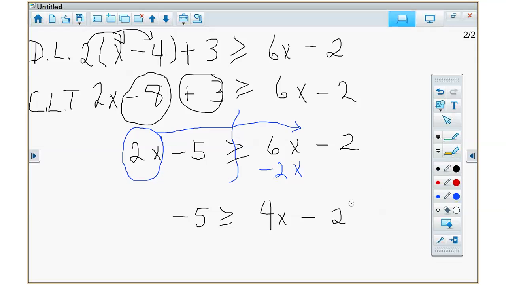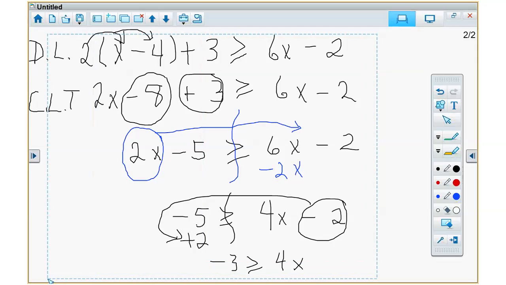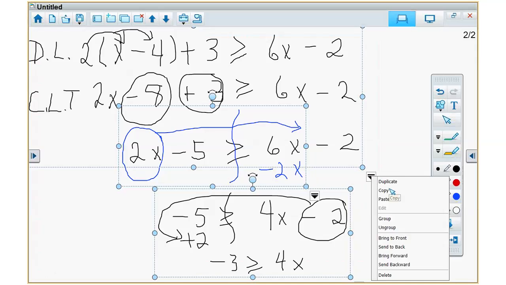How do you get rid of a -2? Well, you either add 2 or you take it across the river. I'm going to take it across the river and it becomes a what? +2. So now we got -3 is greater than or equal to 4x. Finish it out. Now, when I say finish it out, I want you to also graph it on a number line.